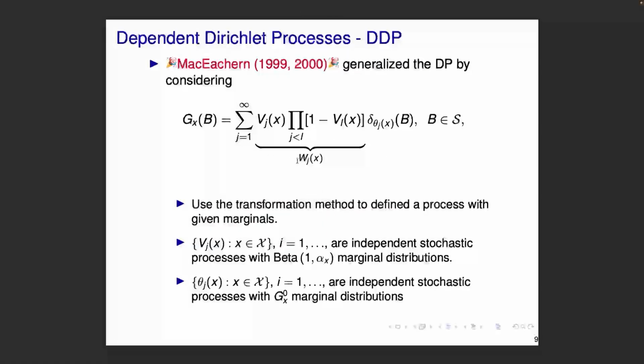Now, the idea here was to take this state-breaking representation and replace the variables V and the atoms theta by stochastic processes indexed by predictors. And the way to do it here was through a transformation method, where we take a known process and there is a transformation that creates a new process with given marginals. And that's very important for the construction of this process.